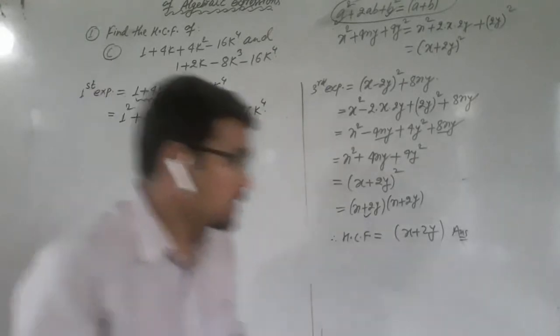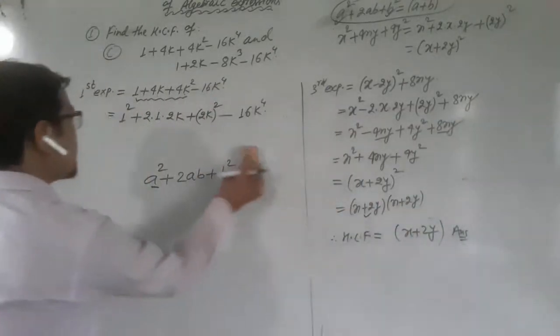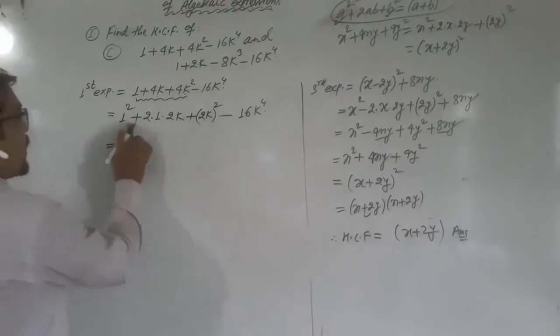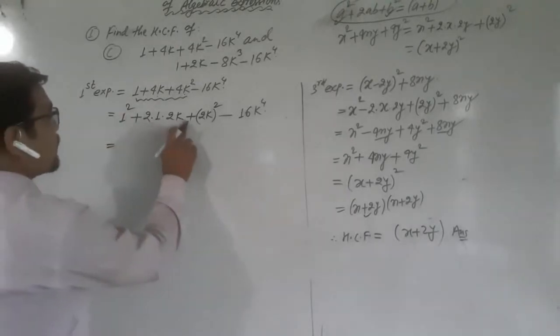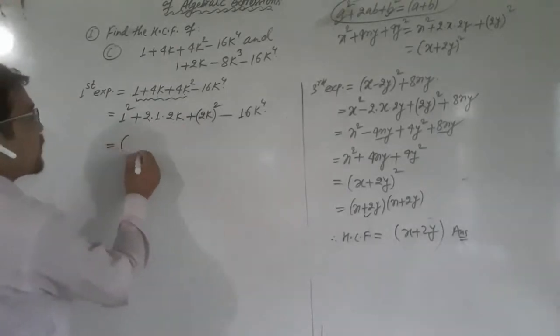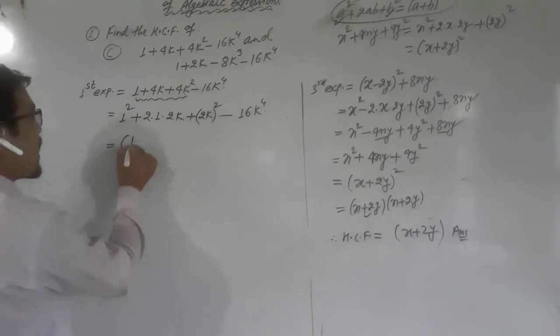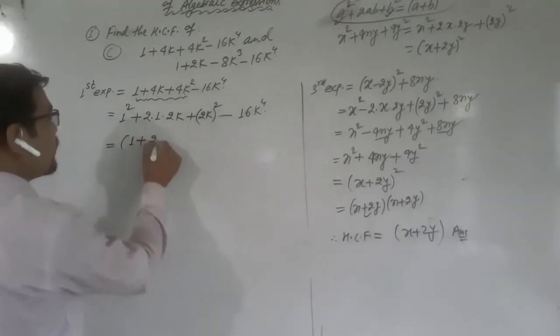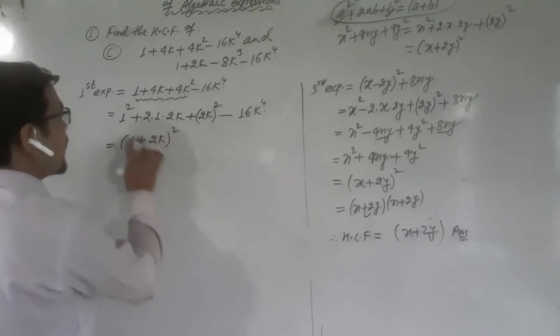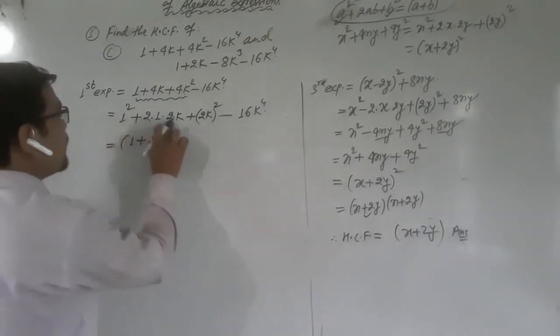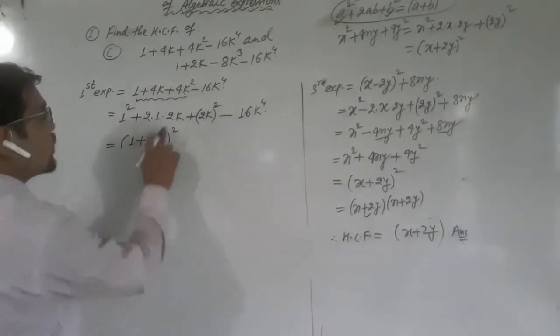Everybody is learning. Okay. Now next is a square plus 2ab plus b square, that means we can write a plus b whole square. Here a represents 1, b means here 2k, we can write a plus b whole square. A square plus 2ab plus b square means a plus b whole square, we can write.